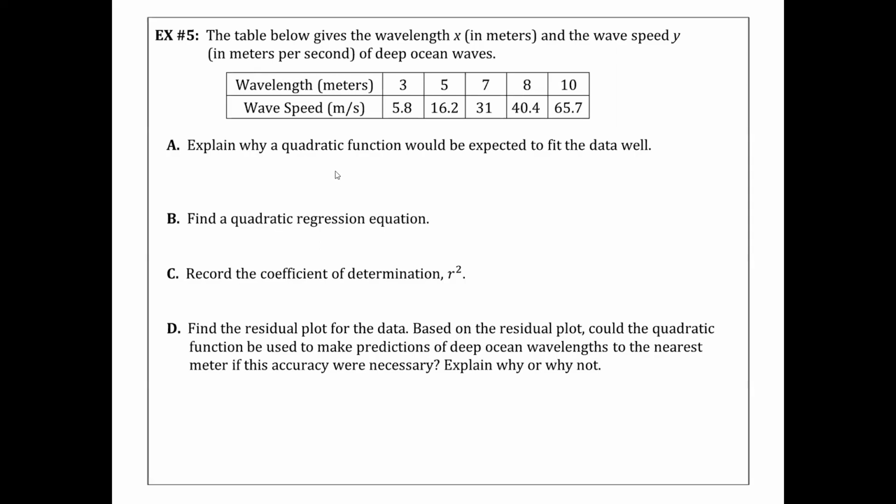Okay, so we are now on 2B.1, part A still, and this is example number 5. On example number 5, we have this table here, and it gives us the wavelength x in meters and the wave speed y in meters per second. Explain why a quadratic function would be expected to fit the data well.